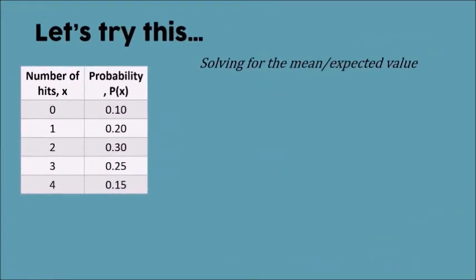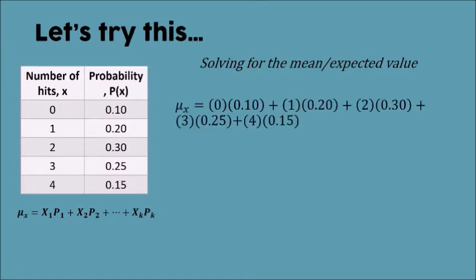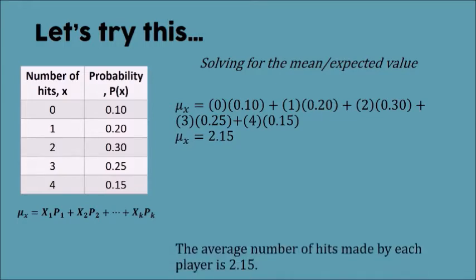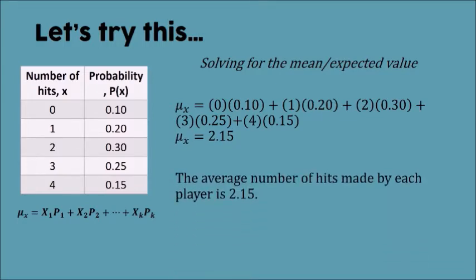Solving for the mean or expected value. Following the formula, which is again the summation of the product of x and p of x, multiply every possible random variable value by the probability that it is going to happen. So 0 multiplied by 0.1 plus 1 multiplied by 0.2 plus 2 times 0.3 and so on. If you have a calculator with you right now, you will get the answer right away, which is 2.15. This means that the average number of hits made by each player in that league softball game is 2.15.